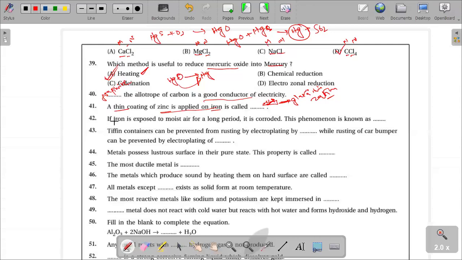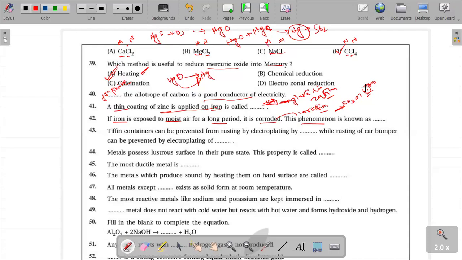And next, if iron is exposed to atmospheric moist air for a long period, the process of corrosion will happen. The phenomenon is known as corrosion. So during corrosion, what is the product you will get? Fe2O3·xH2O. The name of the compound is hydrated ferric oxide.